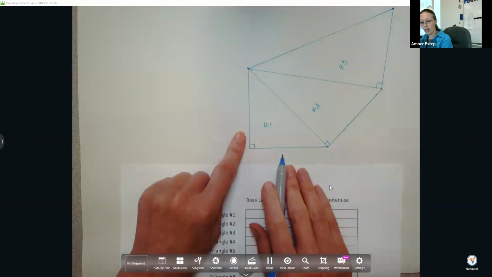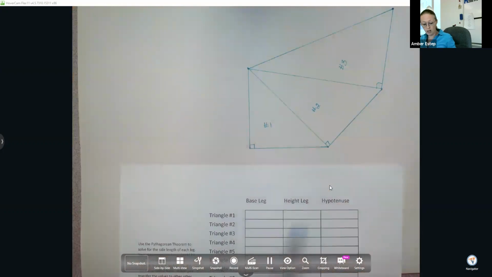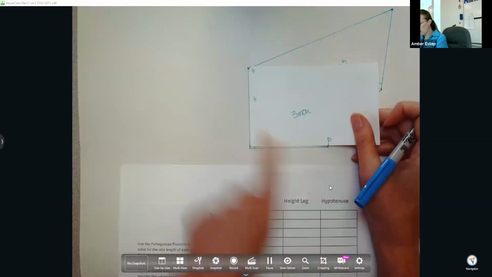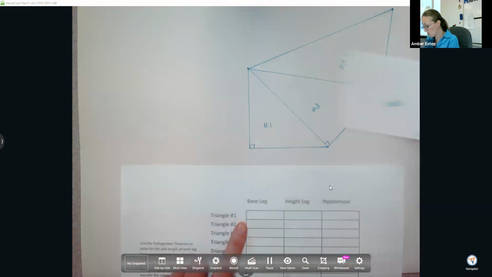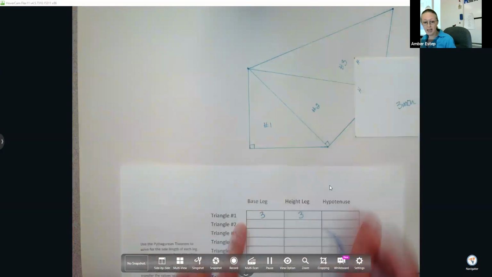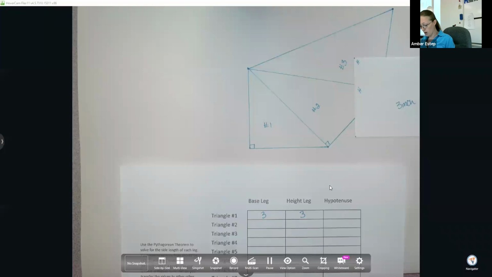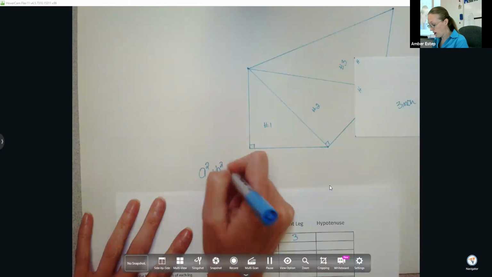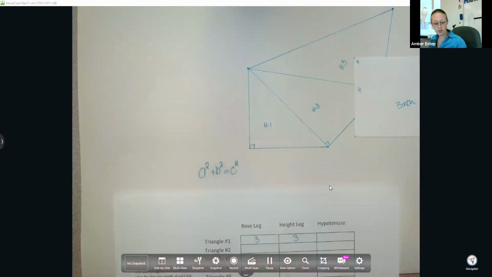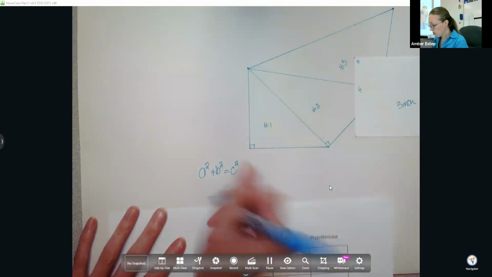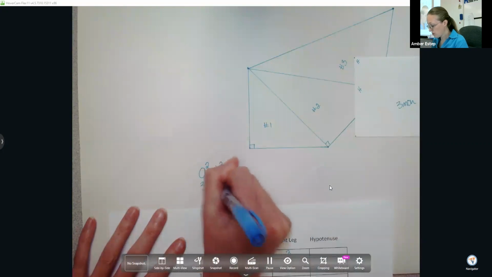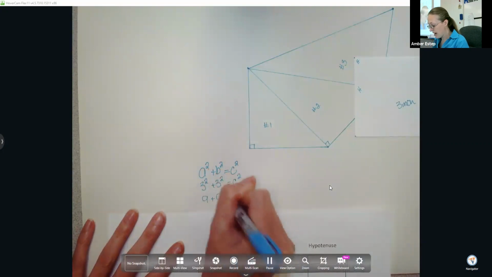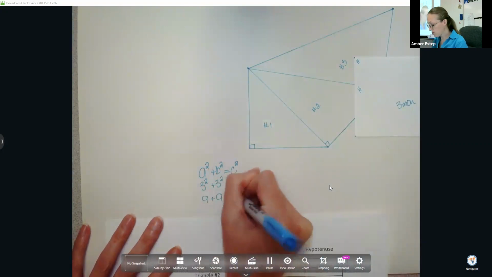Now let's look at our first triangle. Remember, our first triangle, I used this right here. The base is 3 inches and the height is 3 inches. Remember, your Pythagorean theorem is a squared plus b squared equals c squared. So let's figure out what this will be. It's going to be 3 squared plus 3 squared equals c squared. So we get 9 plus 9 equals c squared.